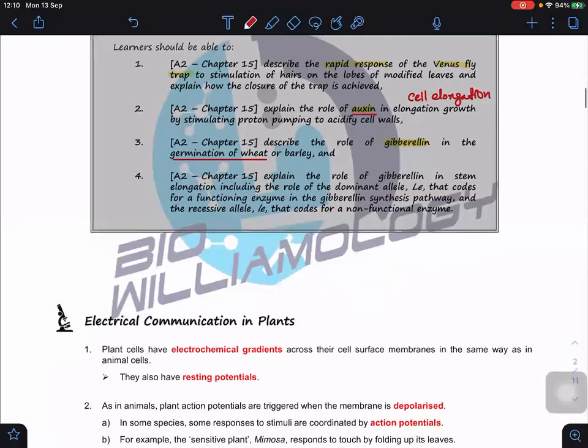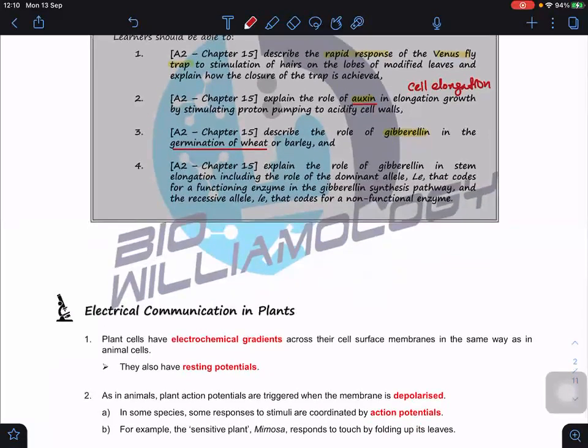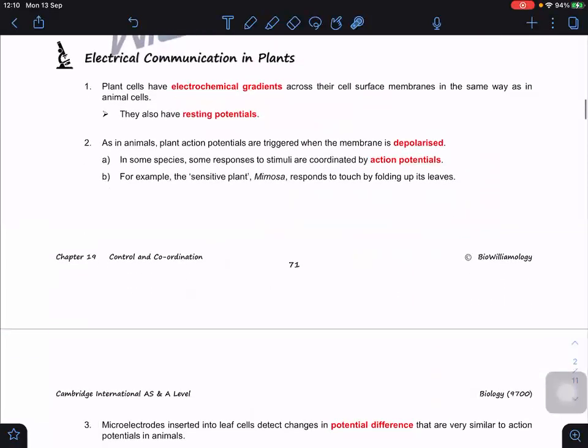And the last part, we're going to look at the role of gibberellin in stem elongation. So gibberellin is involved in stem elongation, compared to auxin, which only does cell elongation. And we're going to look at the dominant allele, the big LE allele, and also the small le allele. So what is the genetics behind how gibberellin is able to cause stem elongation? Okay, so without delay, let us look at electrical communication in plants first.